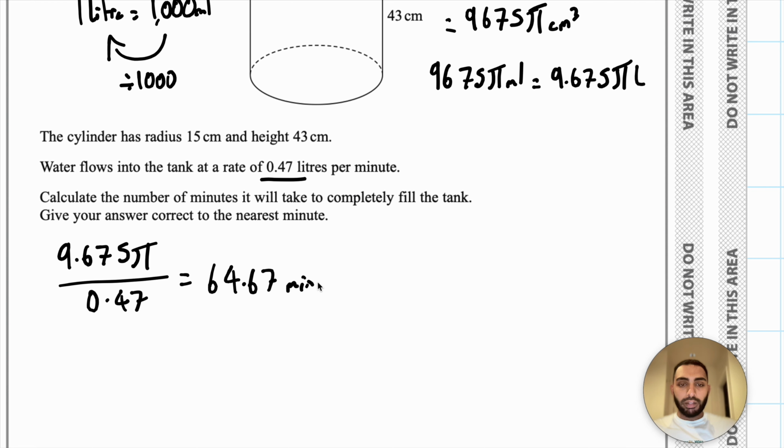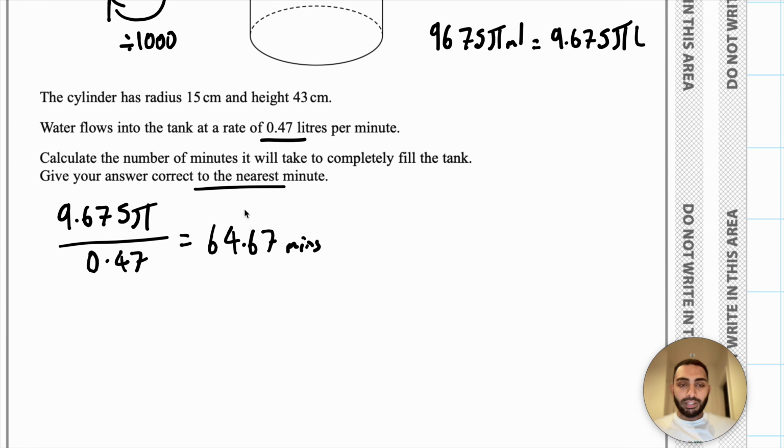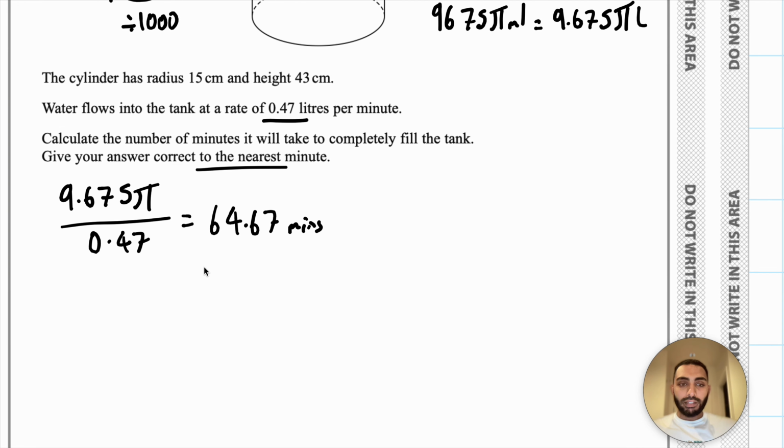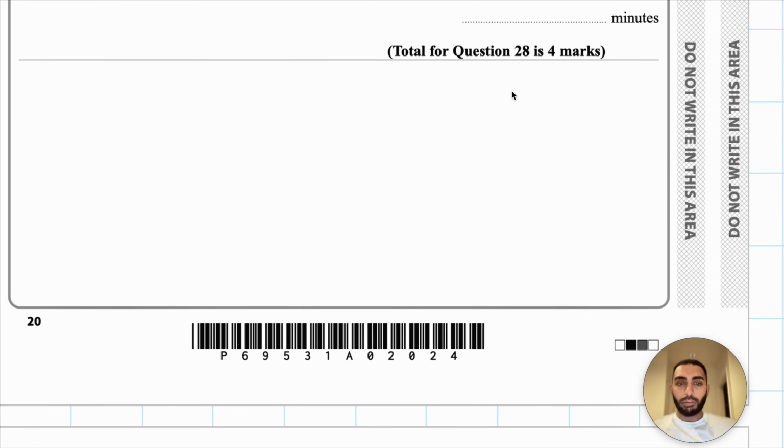This is in minutes. The question wants me to round it to the nearest minute, so I need to look after my decimal point. This 6 is telling me that I need to round up to 65, so it would be 65 minutes that it takes to fill that up.